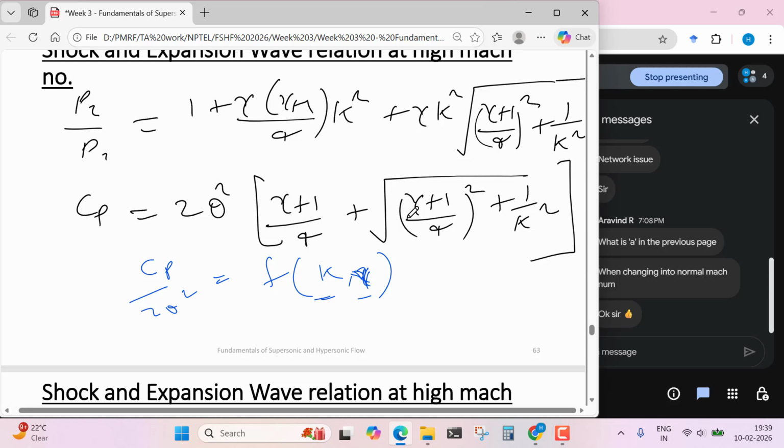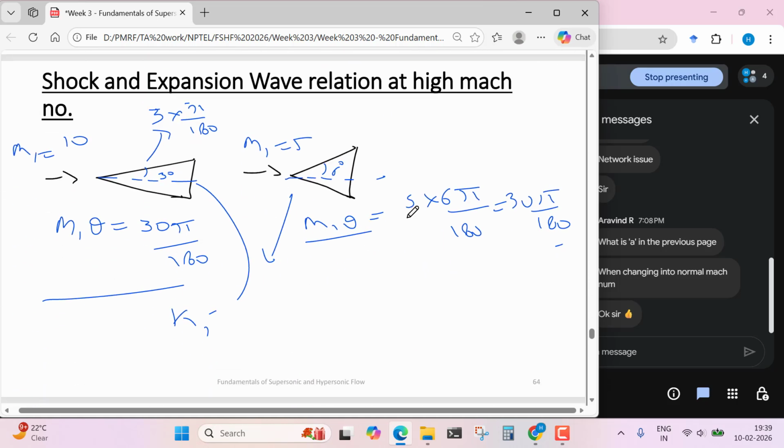Hypersonic similarity parameter. So what is the significance of this parameter? Let's say we have two wedges with angles 3 degree and 6 degree. On one we have flow with Mach number 10, on the other we have flow with Mach number 5. If we find m1 theta for the first wedge, we get this 3 degree, and if we convert it to radian, it will be 3 pi by 180.